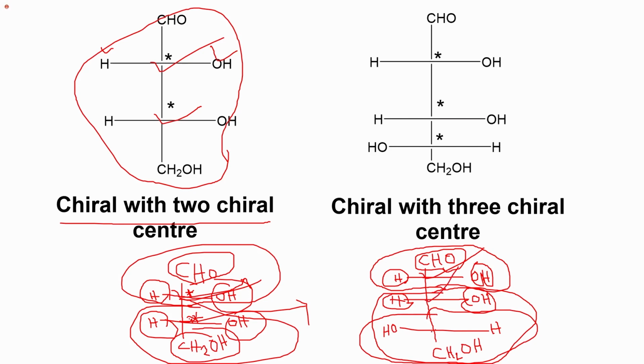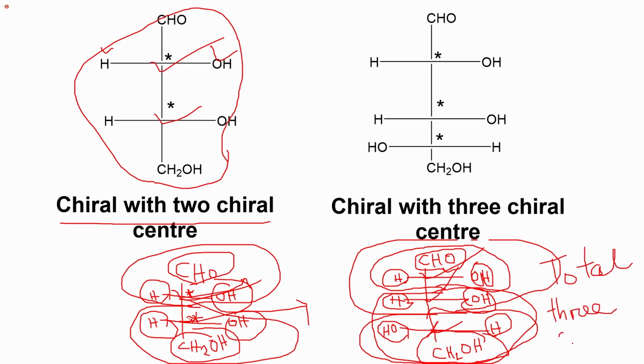Now we'll discuss the third carbon center. On the third carbon center, one group is OH, the second group is hydrogen, the third group is CH2OH, and the fourth group is the whole molecule. So that means this center is also chiral. So in total, there are three chiral centers.